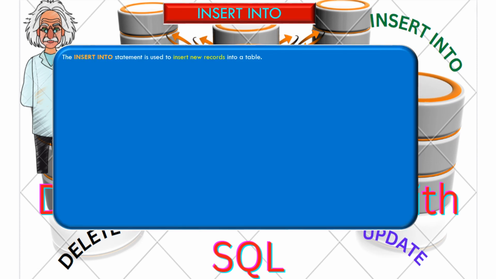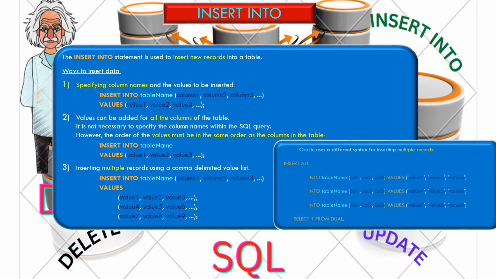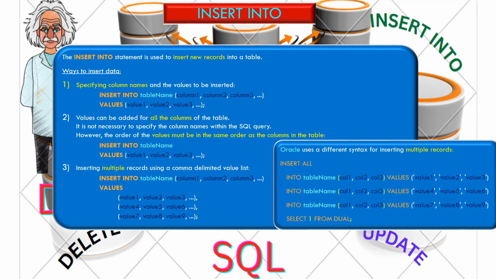Let's take a look on how to insert records into a table. The insert into statement is used to insert new records into a table. Some ways to insert new data is by specifying the column names and the values to be inserted, or values can be added for all the columns of the table. Here it is not necessary to specify the column names within the SQL query. However, the order of the values must be in the same order as the columns in the table. And you can also insert multiple records using a comma-delimited value list as shown here. We should note that Oracle does use a different syntax for inserting multiple records, which is shown here.